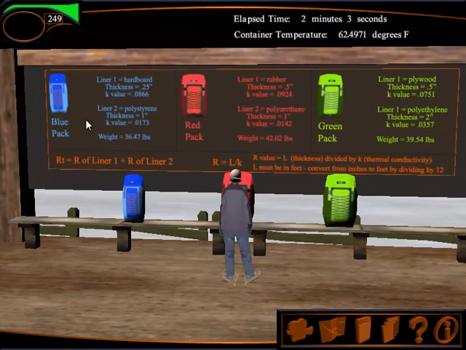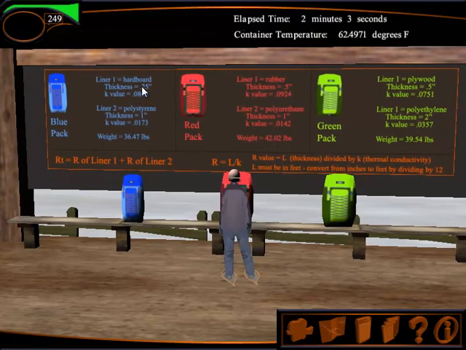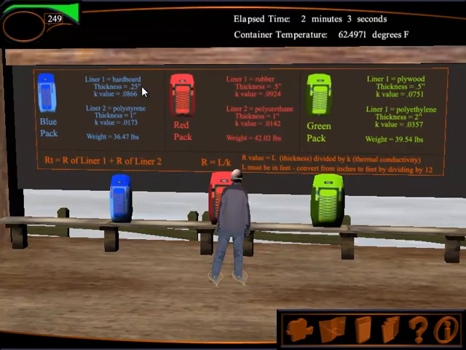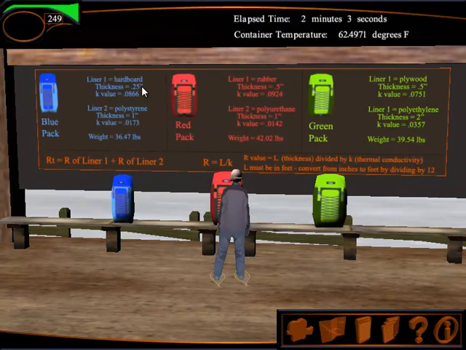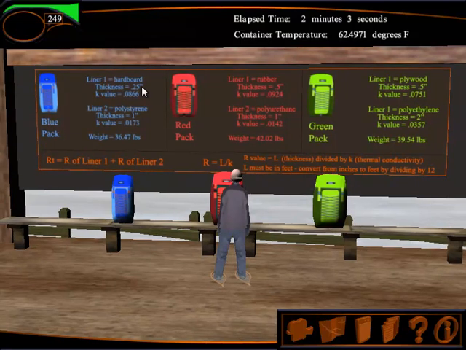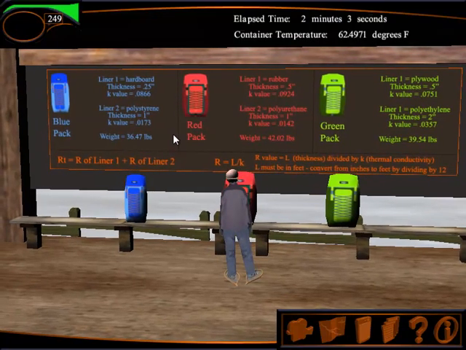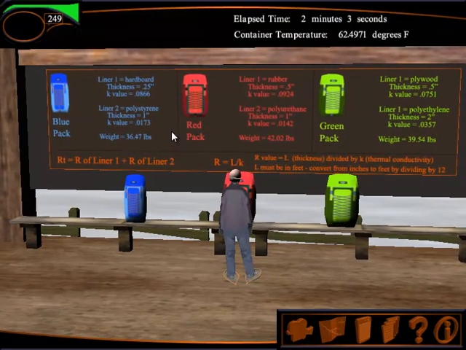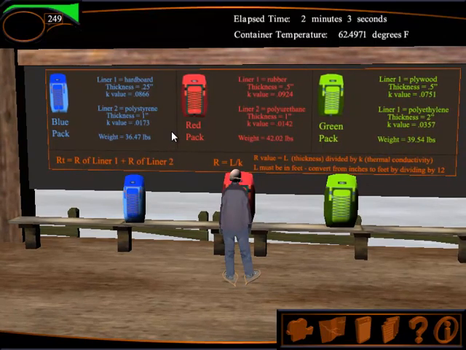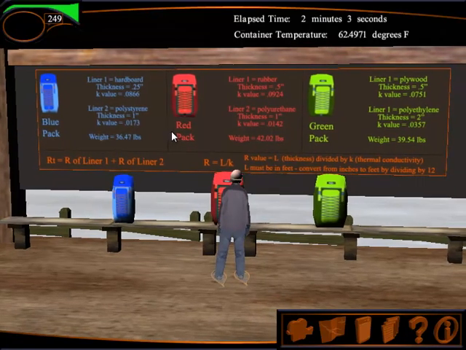And again, I have 3 different packs, and I'm going to need to determine the R value for both liners. So in the case of the blue pack, for example, the one liner is hardboard, the other liner is polystyrene, and the hardboard liner has a thickness of 0.25 inches and a K value of 0.0866, which I should be familiar with from my first leg. And then my second liner is polystyrene, and it has a 1-inch thickness with a K value of 0.0173.